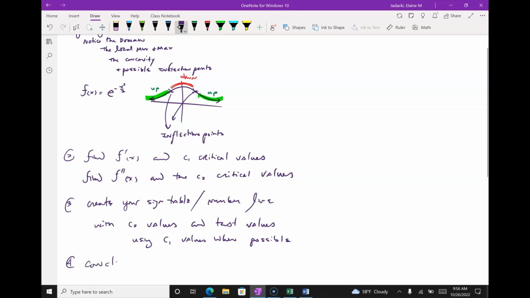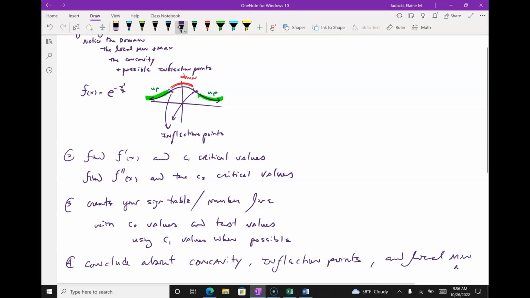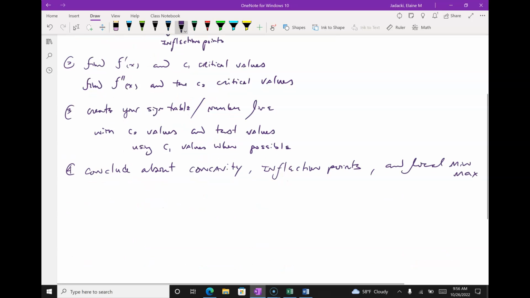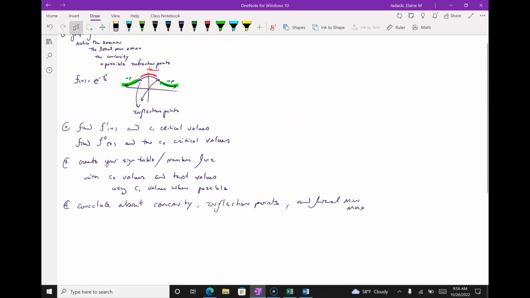Conclude about concavity, inflection points, and local min-max. And I think that conclusion piece will be obvious when I do it.